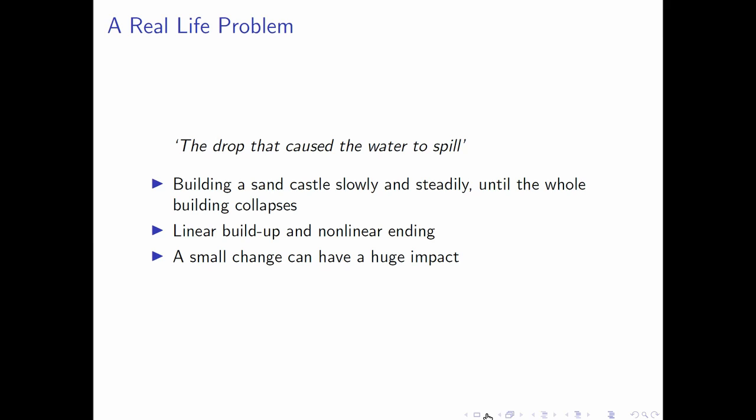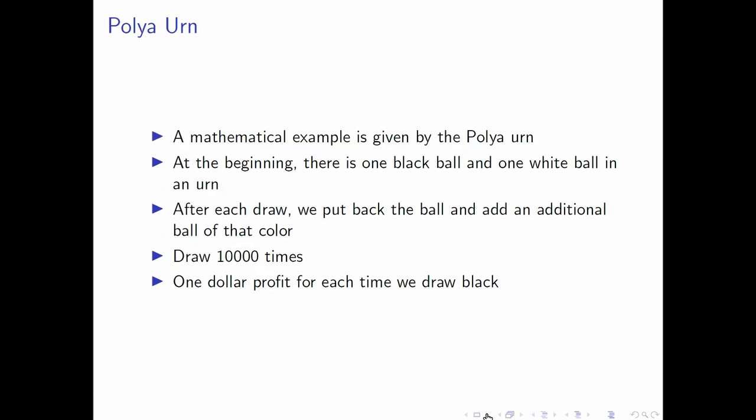In context of the first example given in this chapter, we can change the quote to "the sand grain that caused the sandcastle to collapse." The example is as follows. Taleb is building a sandcastle. It grows steadily as he adds more and more sand. But then suddenly the whole construction collapses, so the linear and steady building process was stopped drastically in a nonlinear manner. The point is that a small change, namely adding just a bit more sand, can have a huge impact, in this case the collapse of the castle.